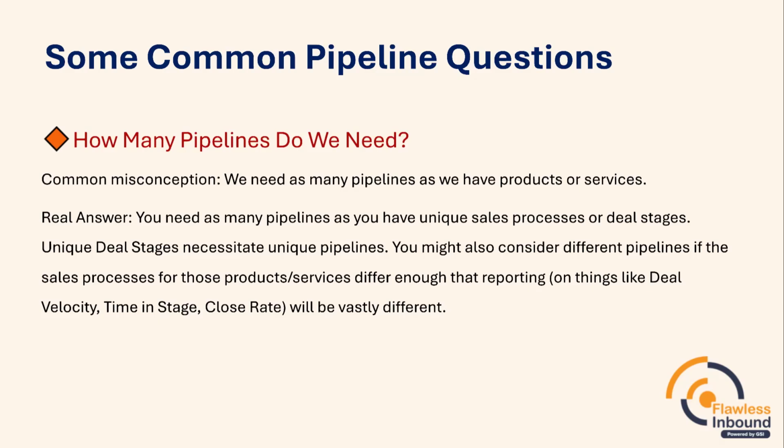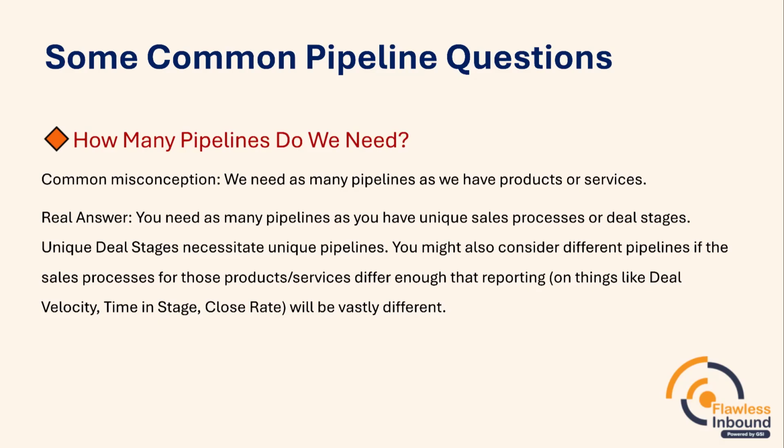So if you have maybe 2 different lines of business and you have vastly different close rates, deal velocities, time in stages, things like that, then you might want different pipelines so that your reporting doesn't seem off or isn't hard to understand.